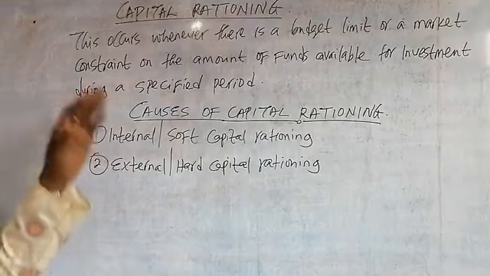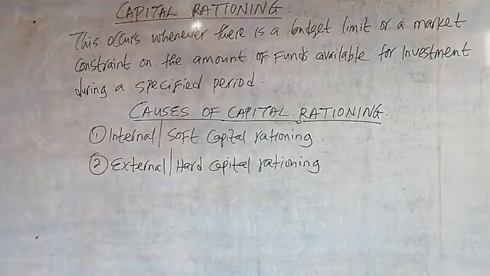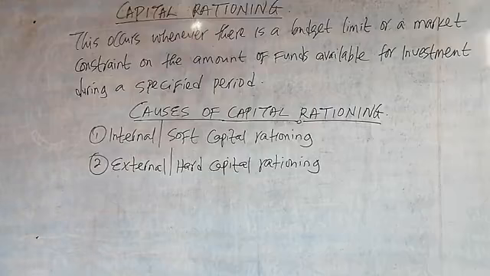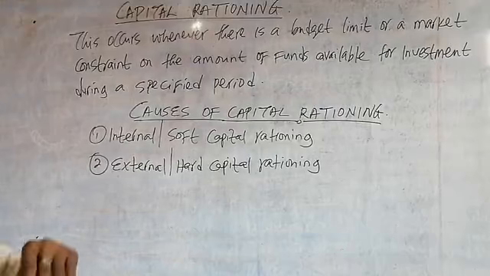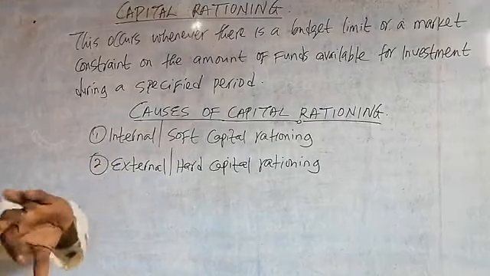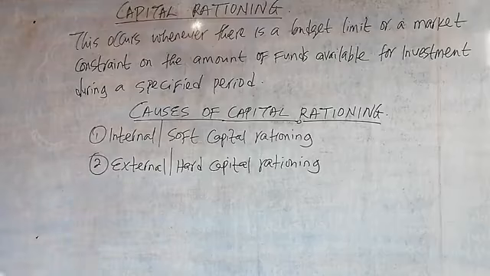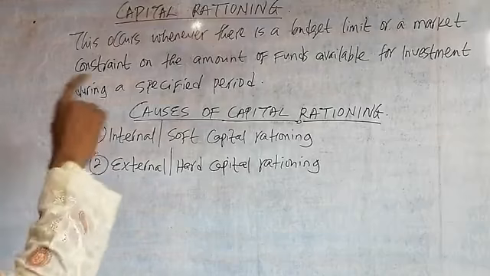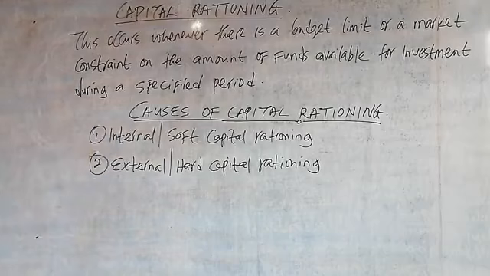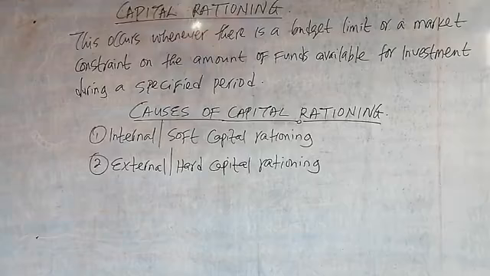So by this, capital rationing occurs whenever there is a budget limit. That is, the budget limit in terms of you cannot make your budget beyond a certain level. That is, this is the capital available. You cannot make your budget beyond the capital available. Or a market constraint on the amount of fund available for investment during a specified period.